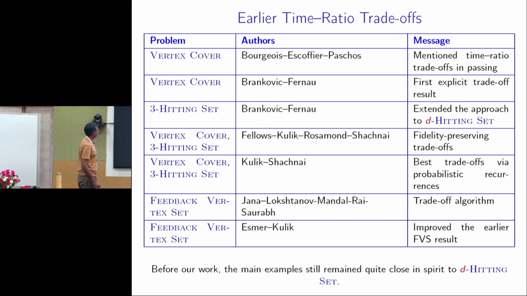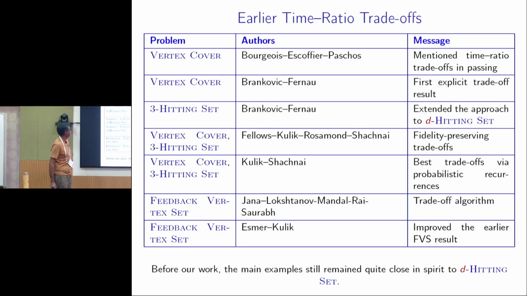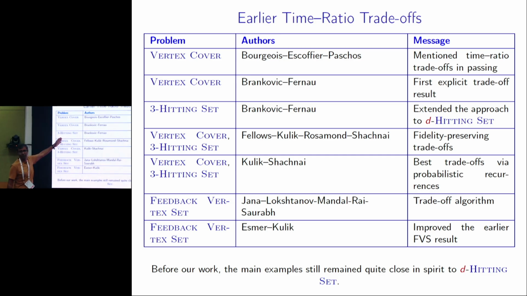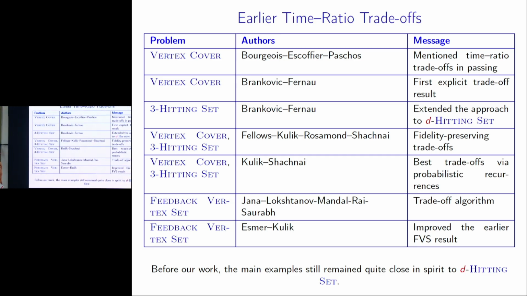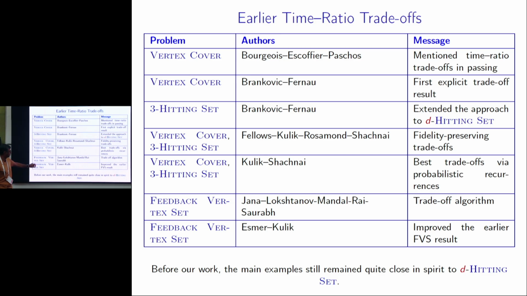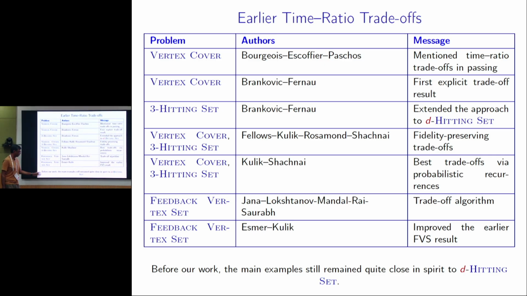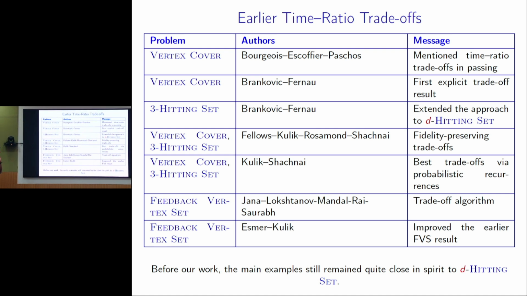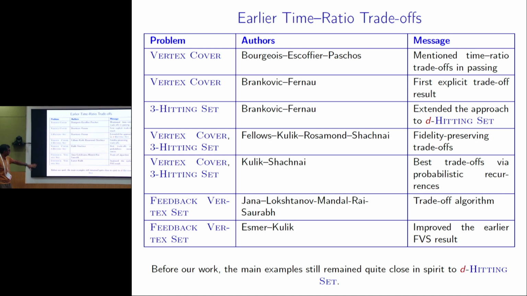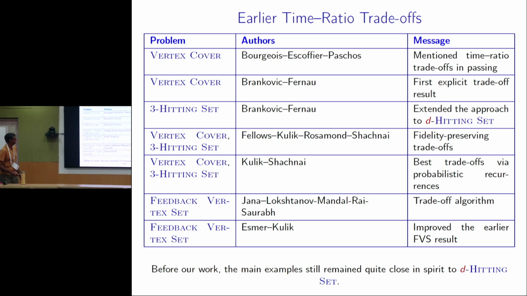Okay? And this is what was known in the literature before us: everything was more like vertex cover or a cousin of vertex cover, except for feedback vertex set. So what I'm going to tell you are the ideas which we fleshed out to completeness in this article. So except for this, everything was about cousins and brothers of hitting set.